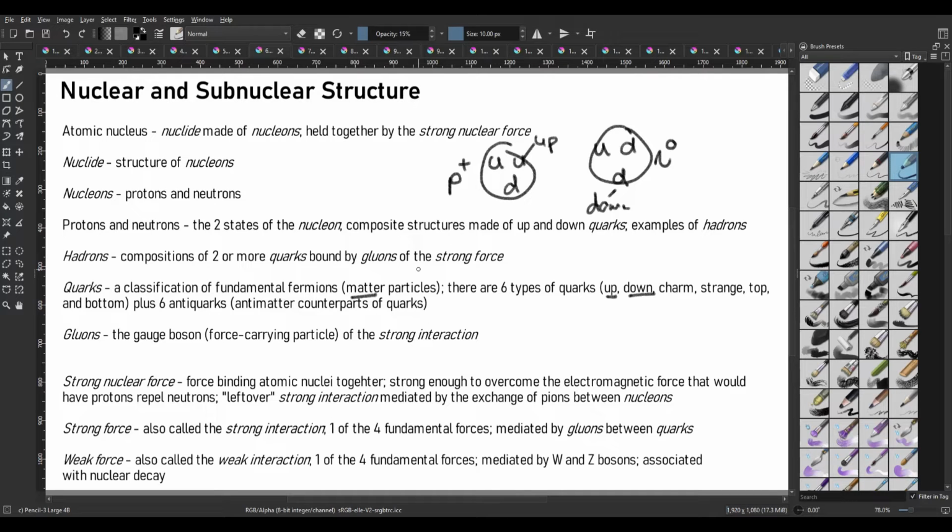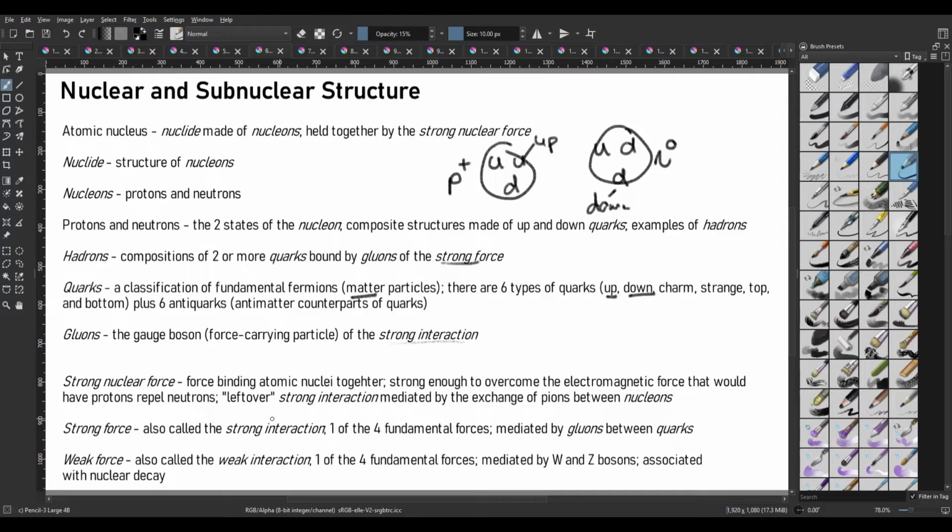And gluons, mentioned up here with the strong force, are the gauge boson, and that just means it's a force-carrying particle. It's not physical in the same way that a quark is that makes up a proton, or an electron that's around the atom. It's just going to be a force representative, and that's what a gauge boson means, of the strong interaction. And we saw the strong interaction up here, it's the same thing as the strong force. We're going to get to that here.